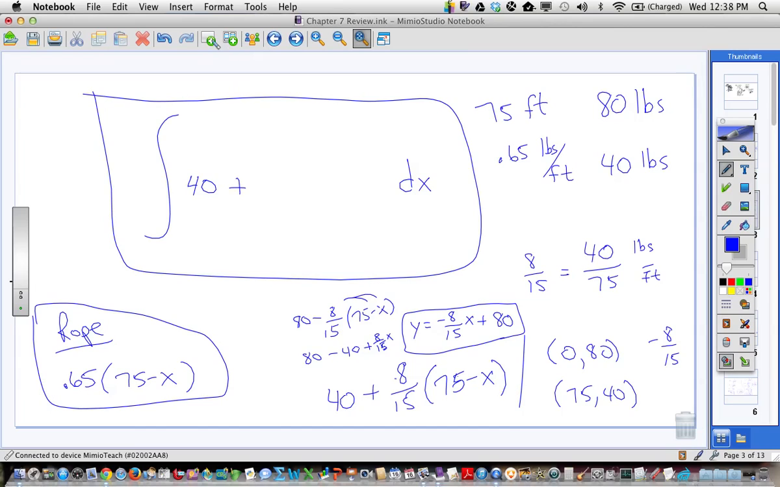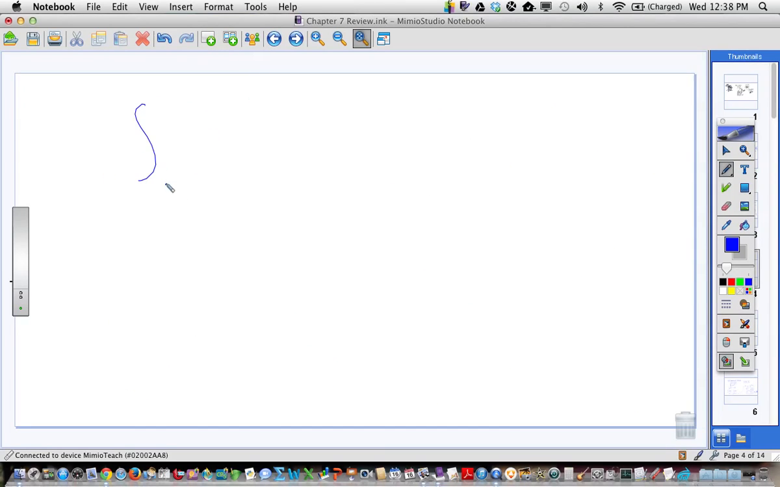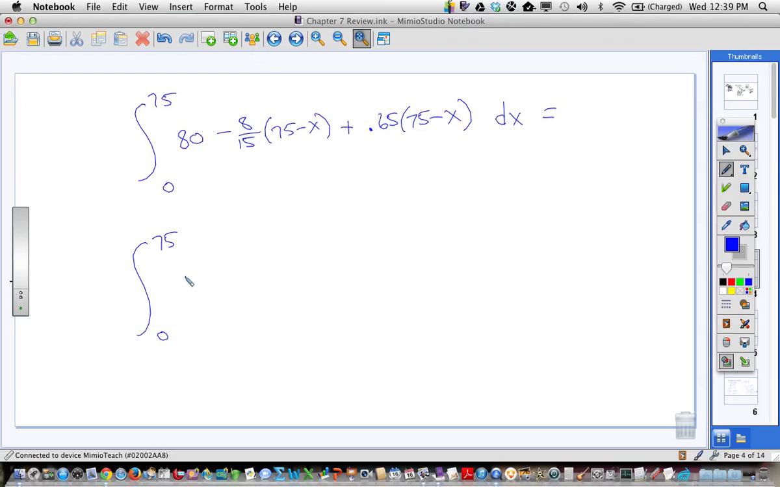Okay. I can't move on until we fix it. So the integral went 0 to 75. You're saying you had 80 minus 8/15 times (75 minus x) plus 0.65 times (75 minus x), right? I'm saying it maybe should have been 40 plus 8/15 times (75 minus x) plus 0.65 times (75 minus x).